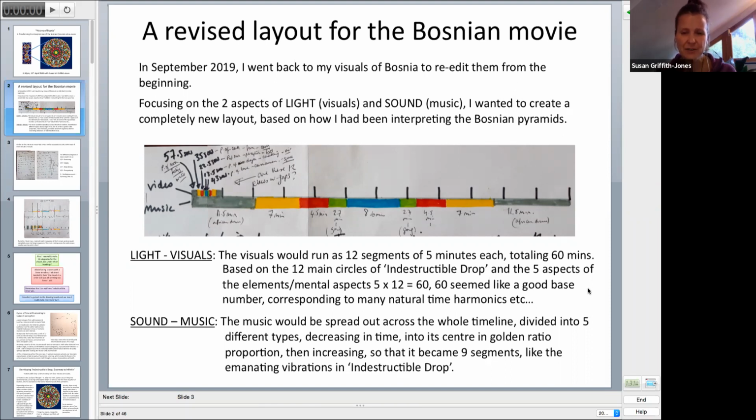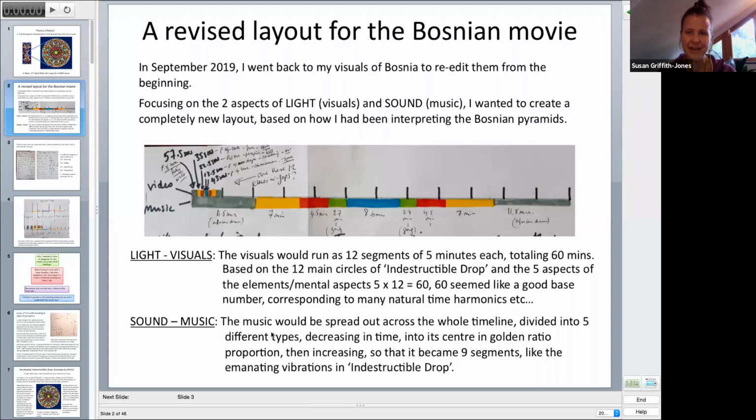Even at this point, 60 seemed like a good base number because it corresponds to many natural time harmonics, like 60 seconds in a minute, 60 minutes in an hour, etc. And the sound, the music, would be spread across the whole timeline, divided into 5 different types, decreasing in time toward its center in golden ratio proportion. You can see here the music is written in color. Dividing these 5 aspects, it would come out as 9 segments, starting with 11.5 minutes, divided by 1.618, 7 minutes, divided by 1.618, etc.